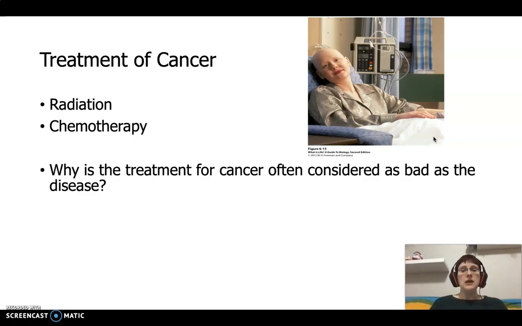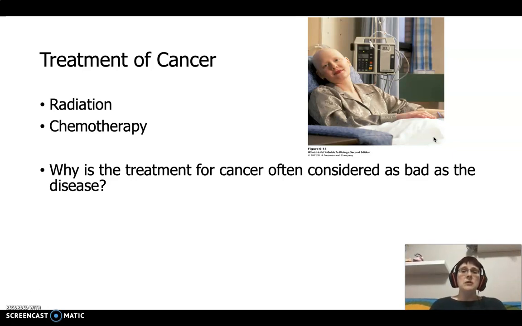So why is the treatment for cancer often considered as bad as the disease? The big problem here is that both of these treatments can affect healthy cells as well. Radiation, as we've talked about, is one of the ways that you can get mutations that could possibly lead to cancer. So sometimes that radiation treatment could possibly trigger a new tumor. And in some cancers, it may actually expand a tumor because it accelerates those mutations. Also, the radiation treatments can make people feel very ill. And chemotherapy is something that actually does make people feel very ill because these chemotherapy drugs are affecting those healthy cells as well as the cancer cells.